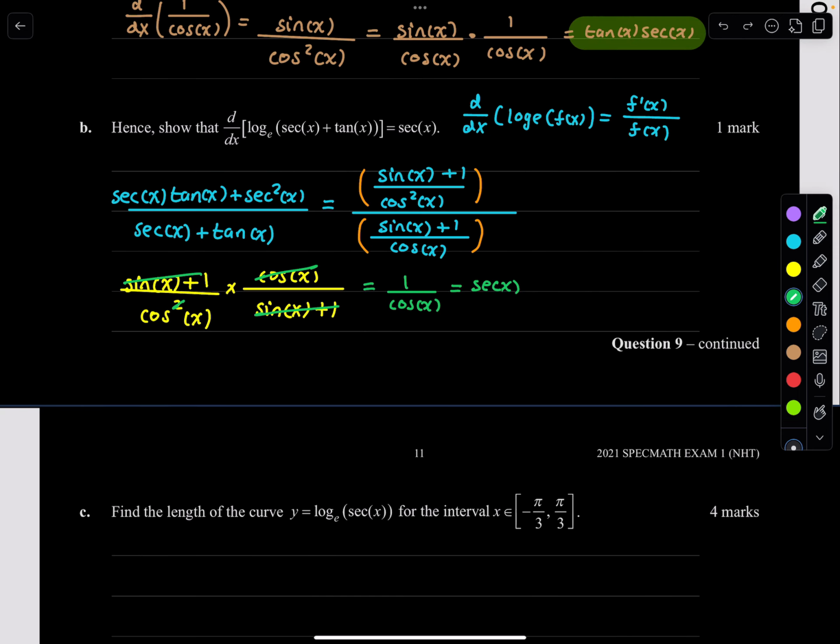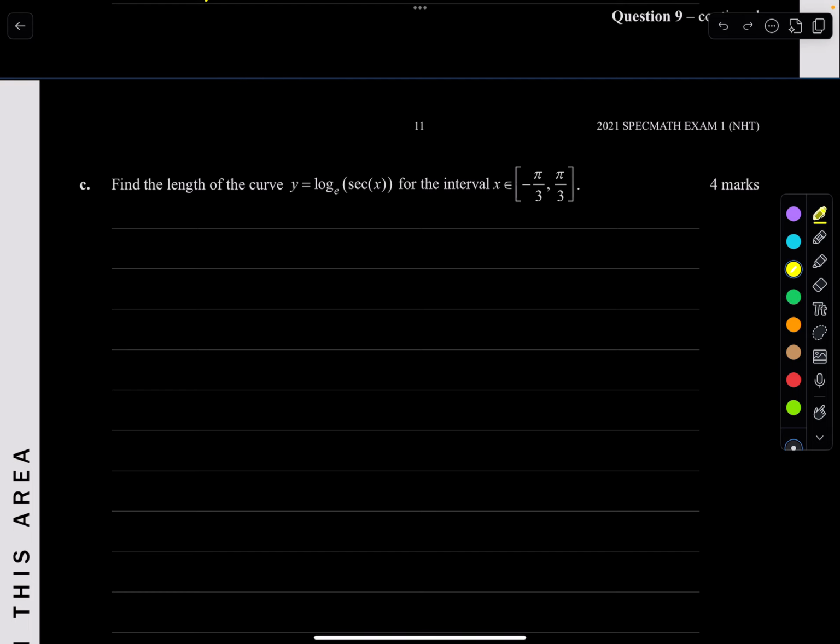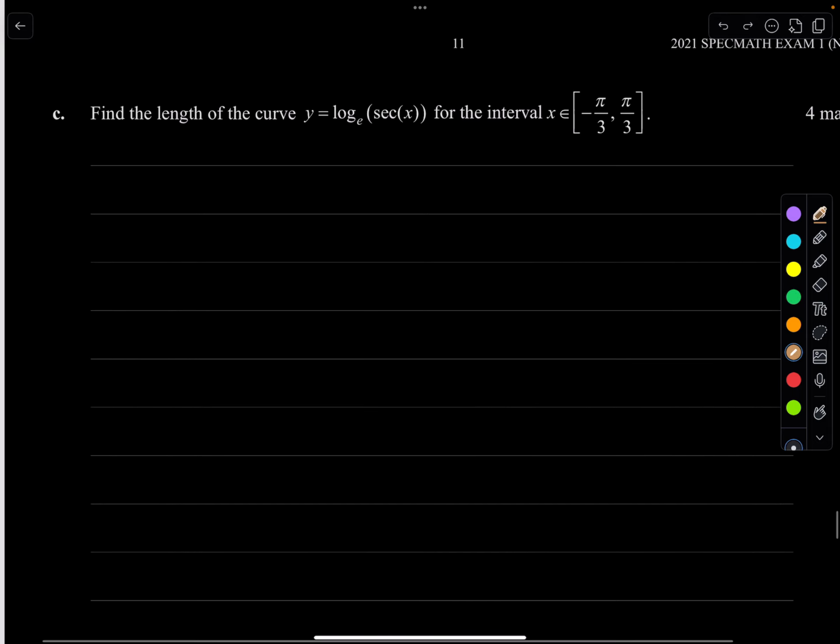Beautiful. Okay. Find the length of the curve of this for the interval negative pi on 3 to pi on 3. Easy. To find the length, you remember, it's the integral from negative pi on 3 to pi on 3 of the square root of 1 plus dy dx squared dx. This is your formula.